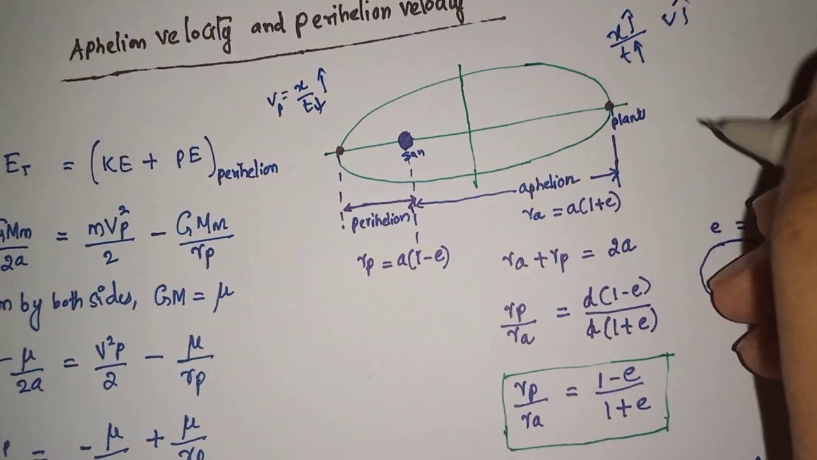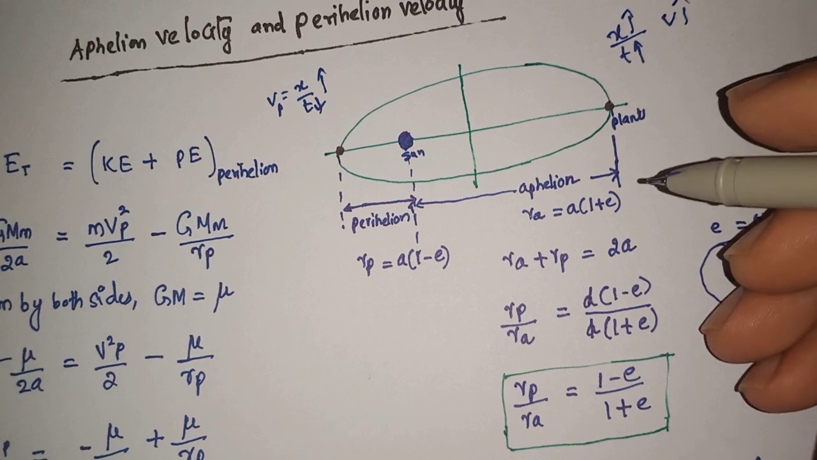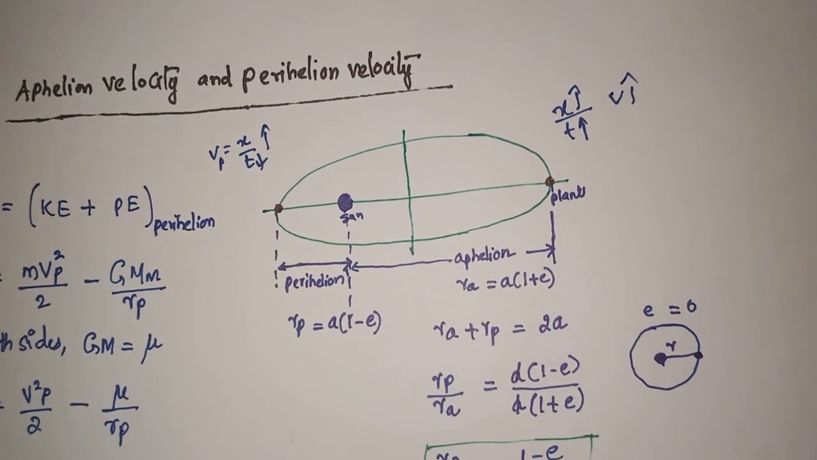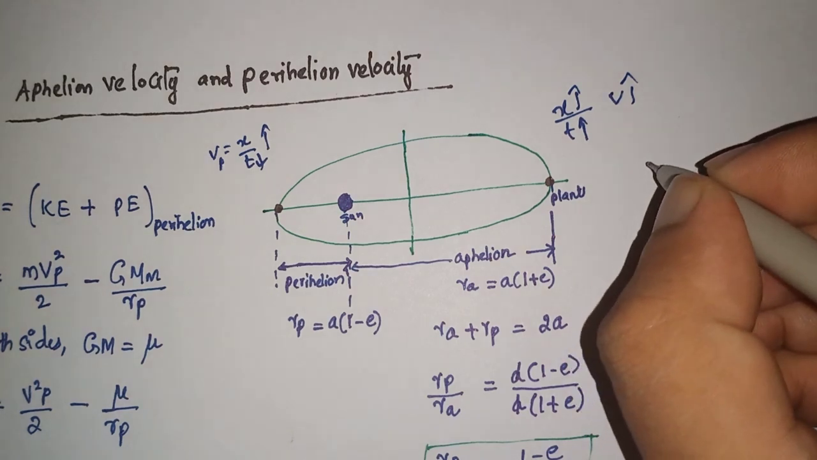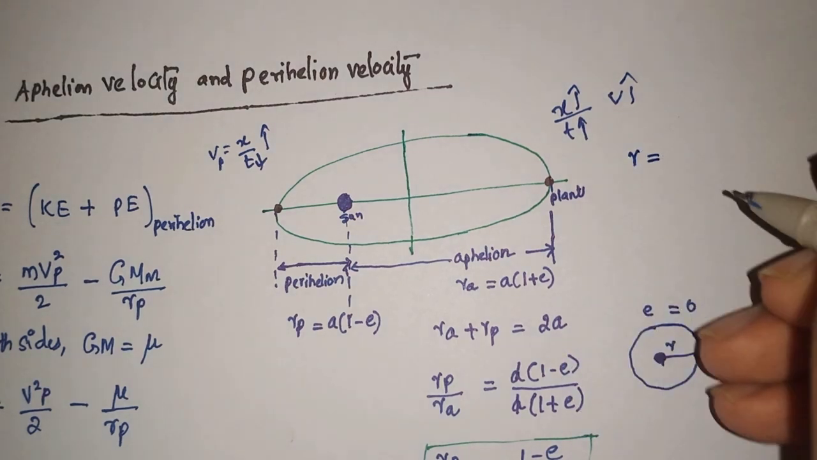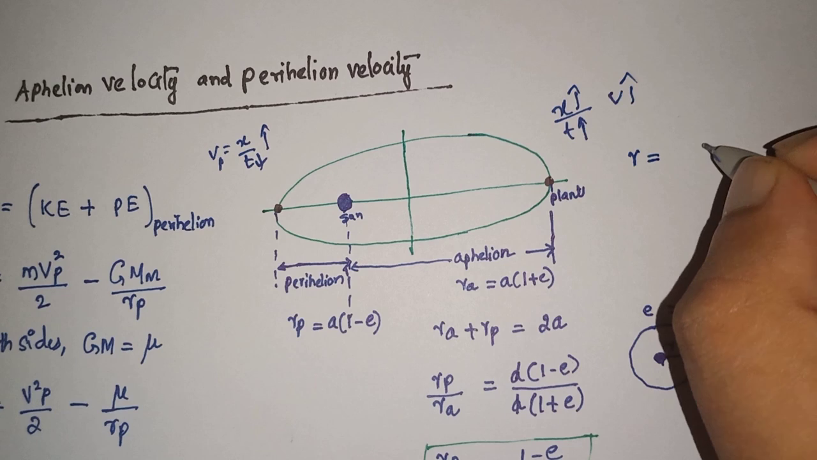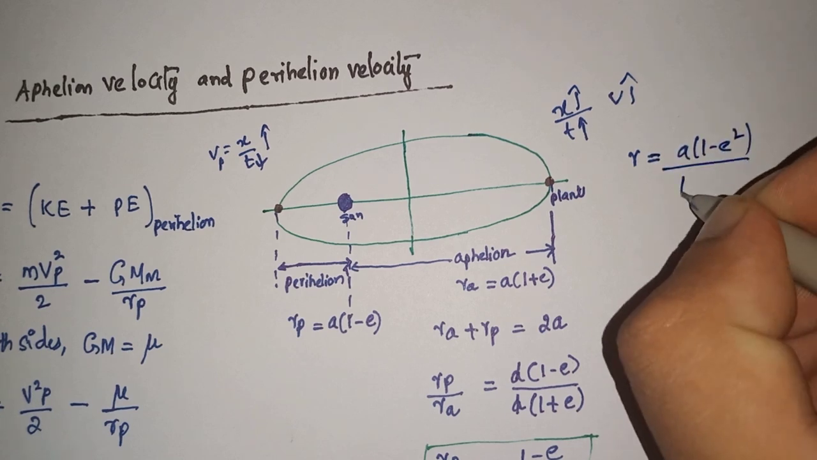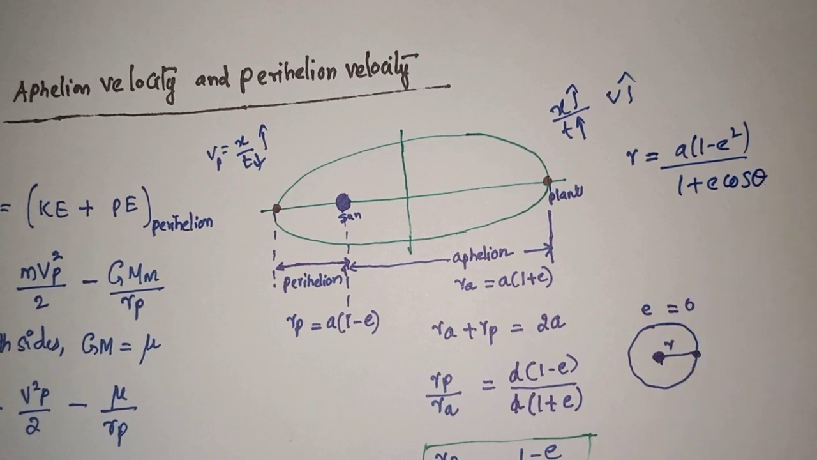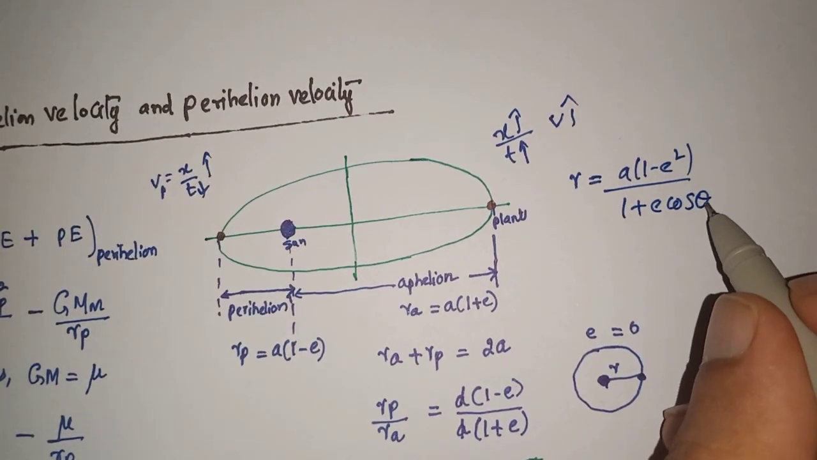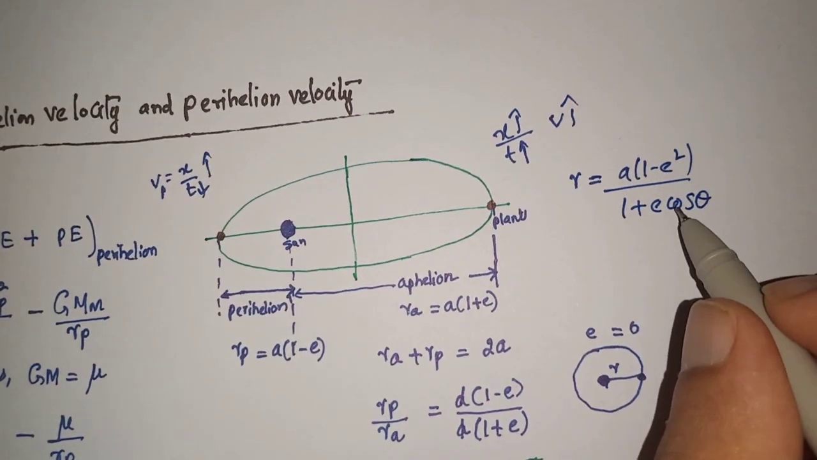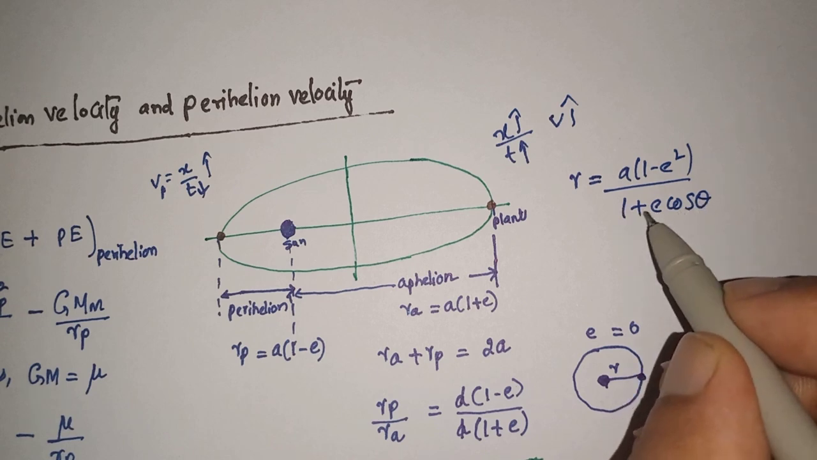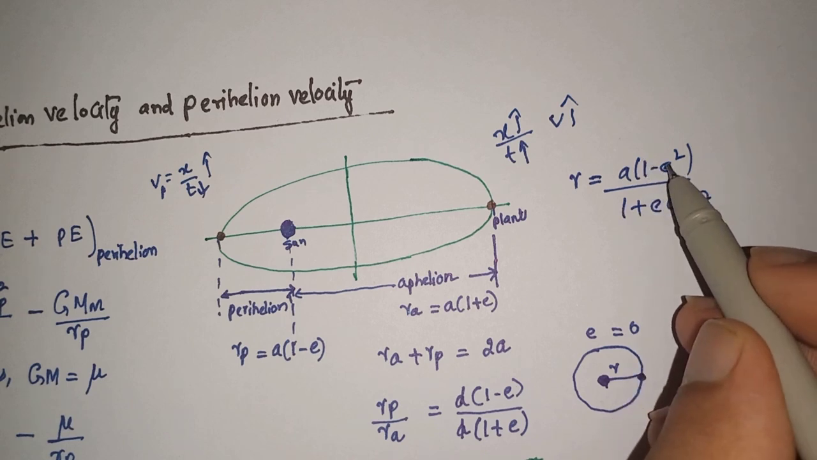Now that is the insight I want to tell, and I want to highlight one more point here. Let's say we have the equation for the position, which is given by r is equal to a into (1 minus e square) by (1 plus e cos theta). Now let's say your theta value is going to be 180 degree. So if theta value is going to be 180 degree, you end up with minus sign. So 1 minus e, and you have 1 minus e square.